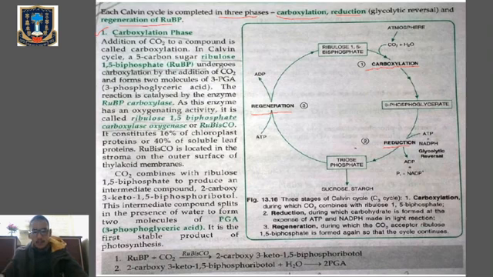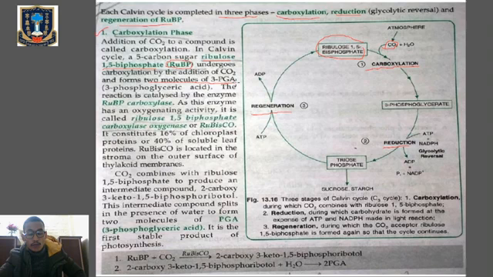Now since we are dealing with the Calvin cycle, let's see what events occur during carboxylation in the C3 cycle. In the Calvin cycle, a 5-carbon sugar called ribulose 1,5-bisphosphate, also known as RuBP, undergoes carboxylation by the addition of carbon dioxide. Clear? So this RuBP undergoes carboxylation by the addition of carbon dioxide, and it forms 2 molecules of 3-PGA.